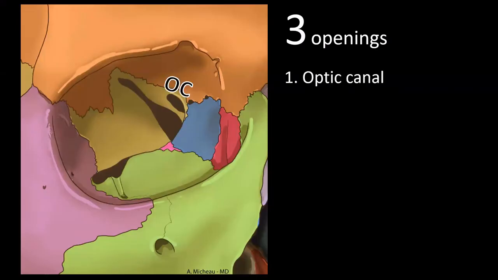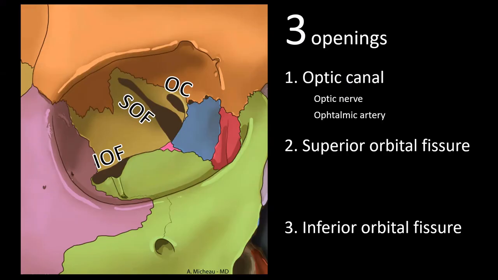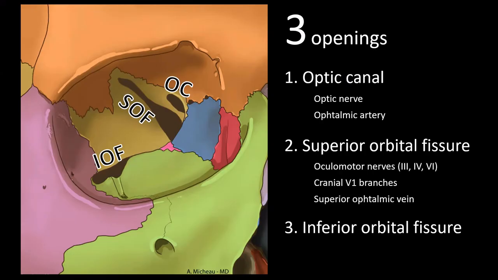We have the optic canal, we have the superior orbital fissure, and we have the inferior orbital fissure. In the optic canal is an opening for the optic nerve and the ophthalmic artery. And the superior orbital fissure, this is an opening for the oculomotor nerves, the third, fourth, and sixth cranial nerve, but it also transmits several branches of the trigeminal nerve and the superior ophthalmic vein. The inferior orbital fissure, lastly, also transmits several branches of the maxillary division of the trigeminal nerve, and also the inferior ophthalmic vein.